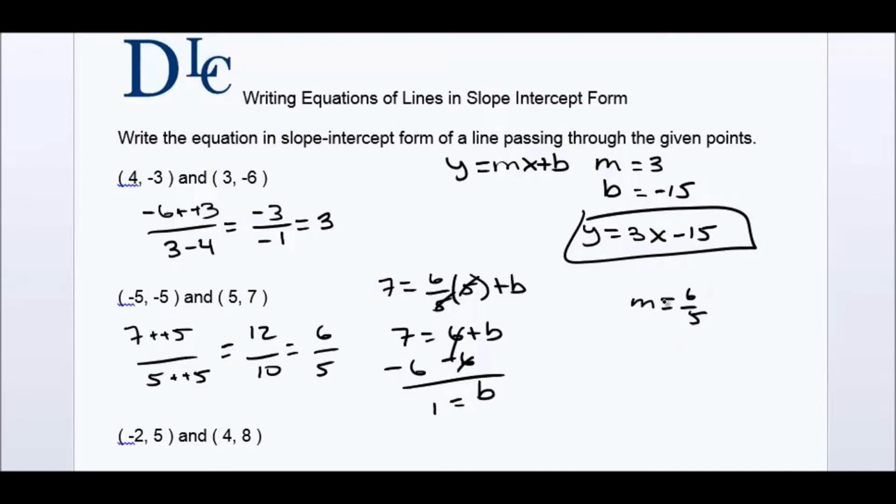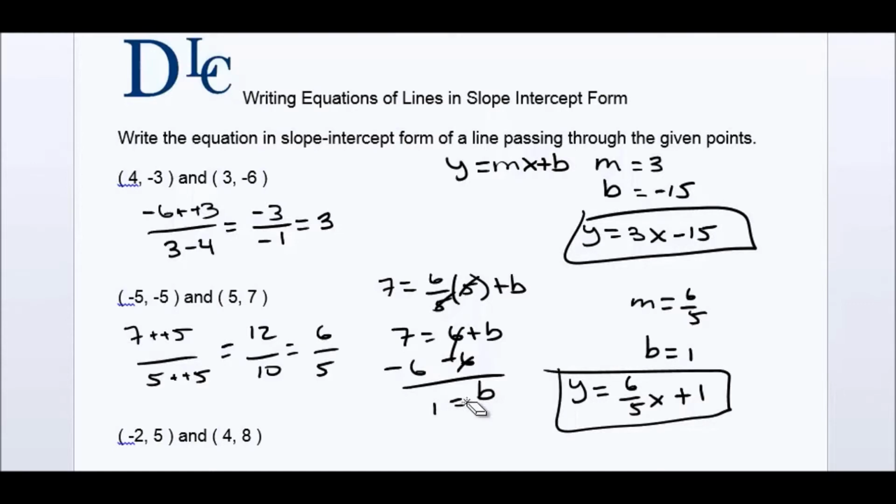So we have our slope, which is 6 over 5. We have our b, which is 1. Now we can write an equation in slope-intercept form, which is y equals mx plus b. So y is equal to 6 over 5x plus b, which is 1. And this is our equation in slope-intercept form. We have room, so we don't need to erase.